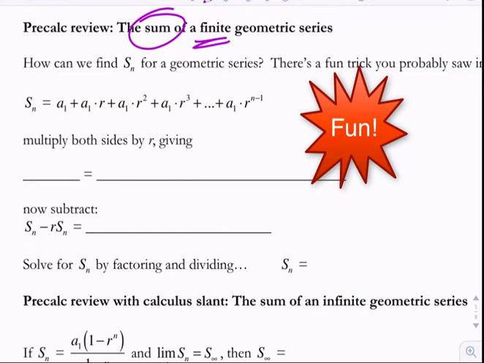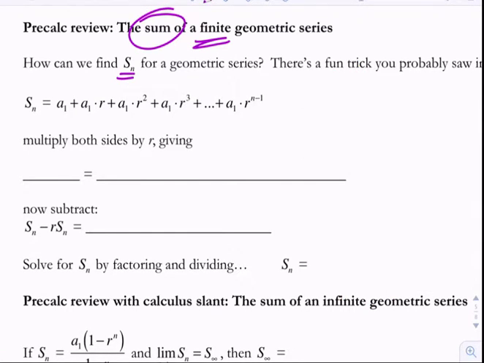So if you want to find Sn, the nth partial sum, you want to add up the first n terms. So I wrote some of that out for you. So this is the first n terms. N equals 1, n equals 2, n equals 3, all the way up to n. So the trick goes like this. You multiply both sides by r. So that's going to be r times Sn.